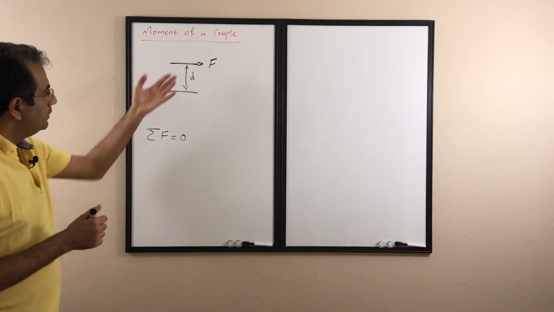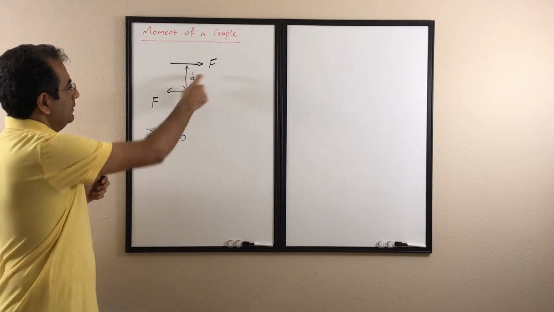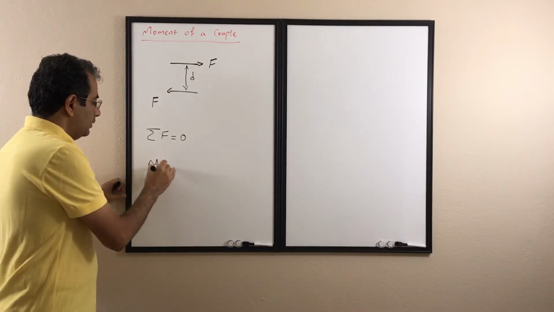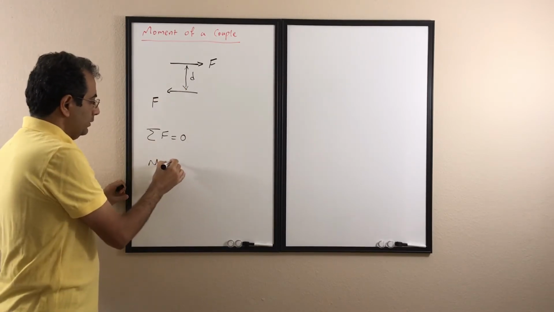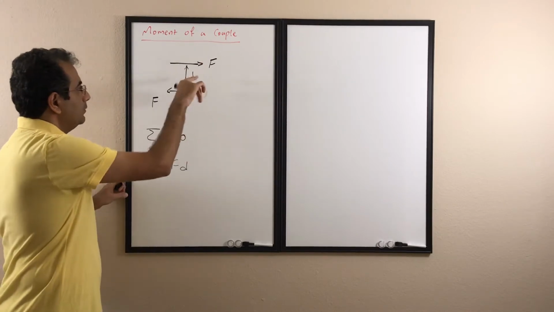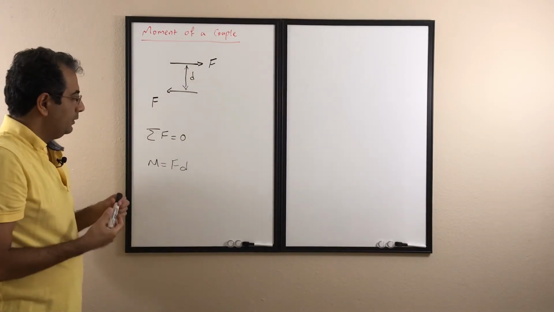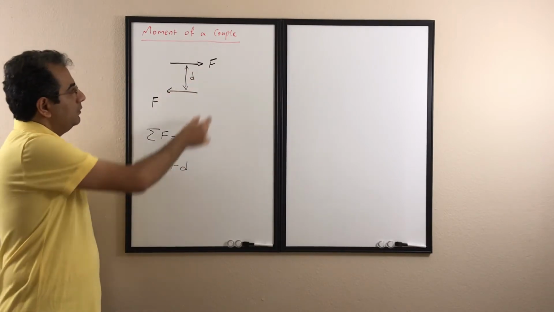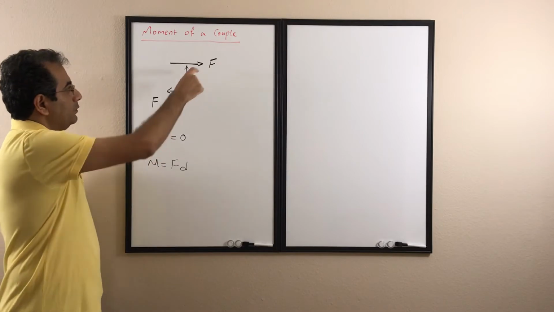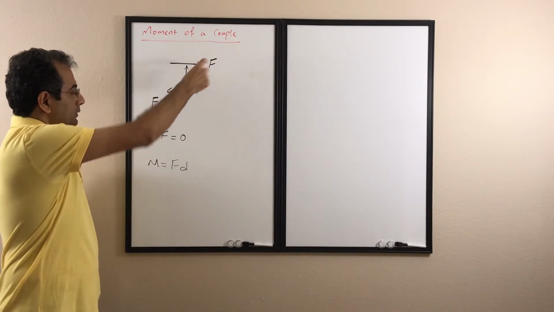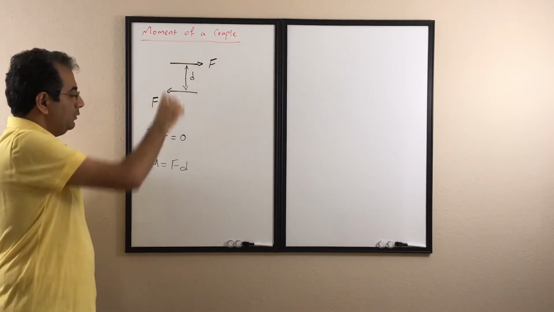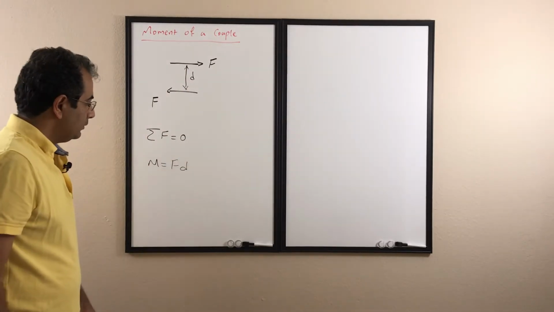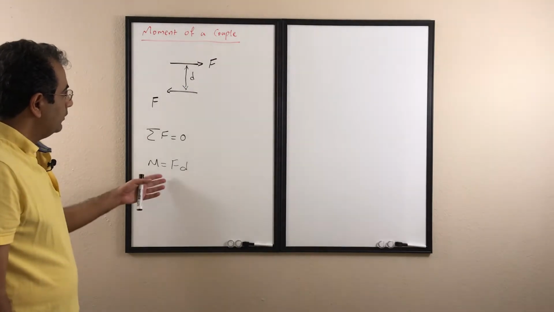If we have it in 2D, with two forces F and a distance d, the moment caused by this couple is just F d. So it is the magnitude of one of the forces times the normal distance between the two forces. If we have it in 2D, this is how we calculate the moment of a couple.